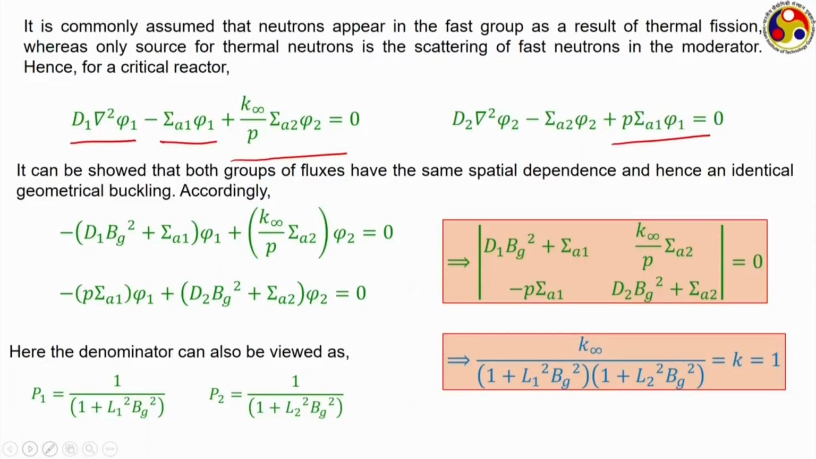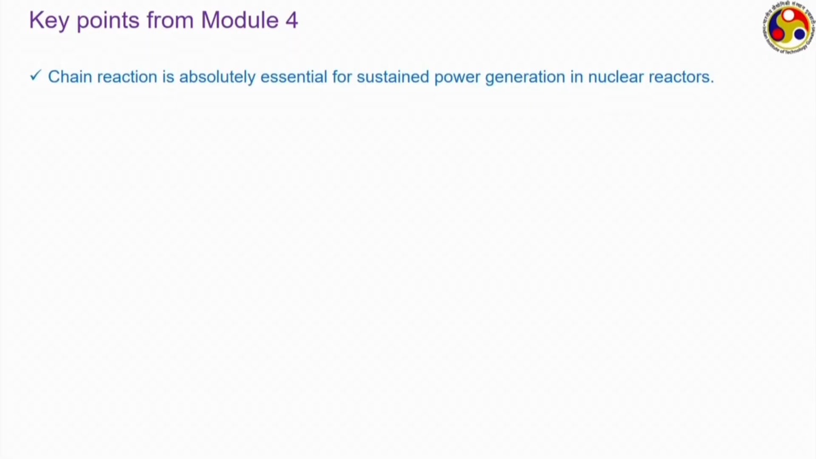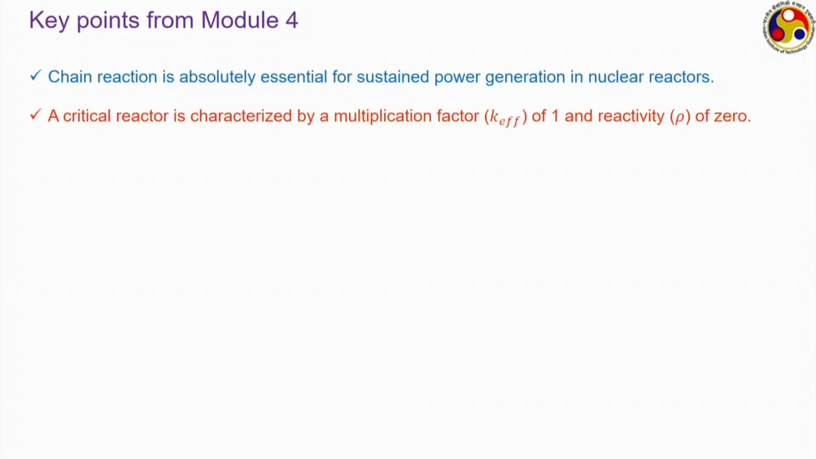There can be situations where you have to deal with more than two groups, and just by writing corresponding equations for each of them and applying suitable boundary conditions, and also coupling situations, you can always solve this kind of system. So, that takes us towards the end of this fourth module, where we have discussed in detail the chain reaction, and we have understood that it is absolutely essential for sustained power generation in nuclear reactors.